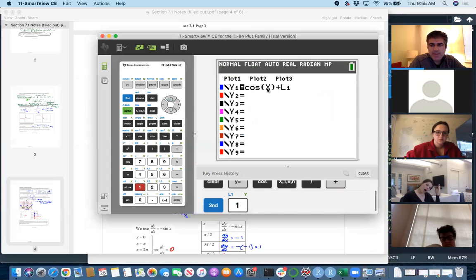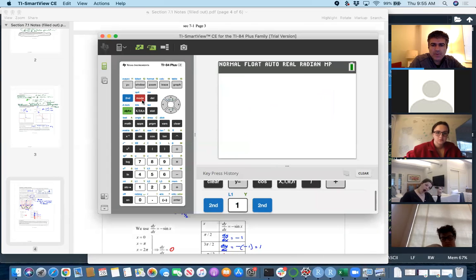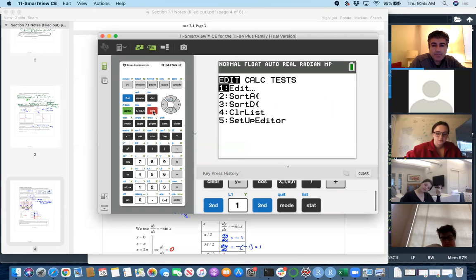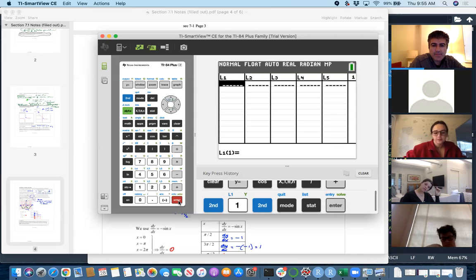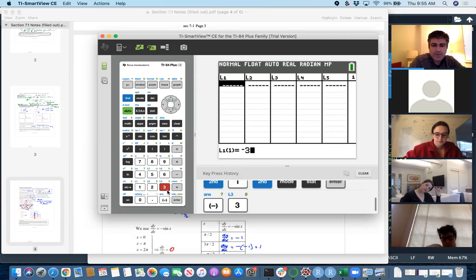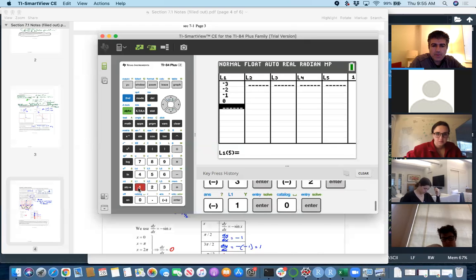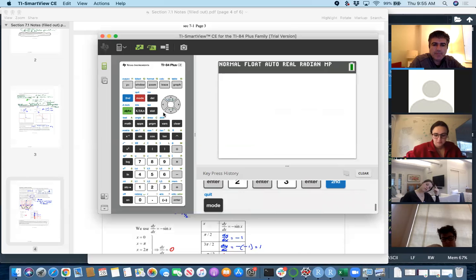So I don't know what L1 is yet, so I'm going to quit out to the home screen. Now I could do this: if I go to Stat and then Edit, I could type in L1 right here. Negative 3, negative 2, negative 1, 0, 1, 2, and 3. For those who have done AP Stats, you are probably very familiar with this feature. Let me walk you through it again.